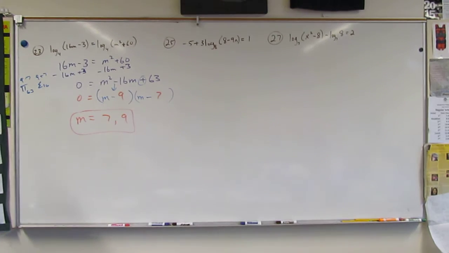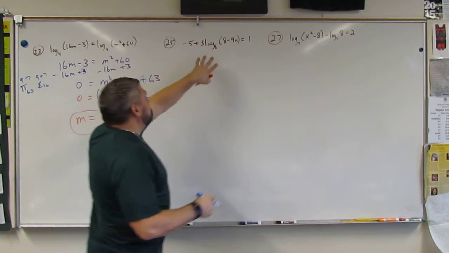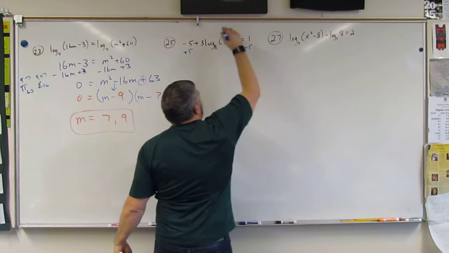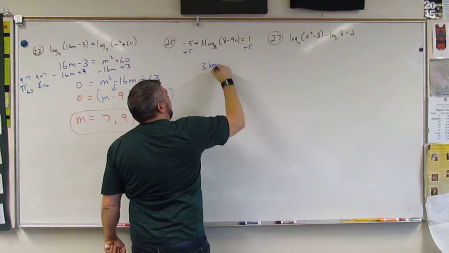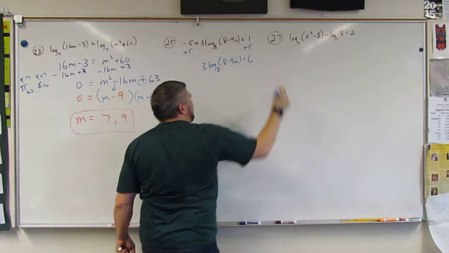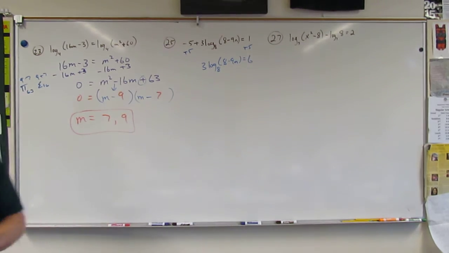All right, what do we do? Add 5, right? We have to get the logarithm alone. Okay? So I'm going to add 5, I'm going to add 5. So we get 3 log base 8 of 8 minus 9n equals 6, right? Yep.